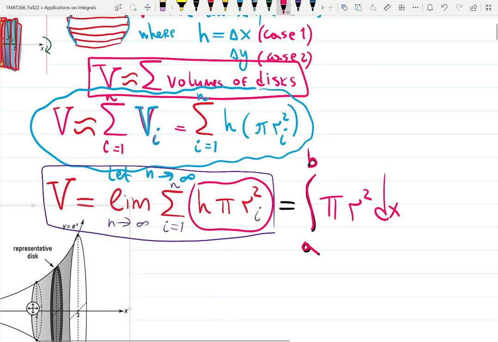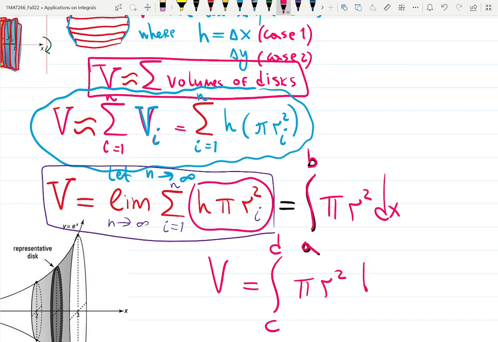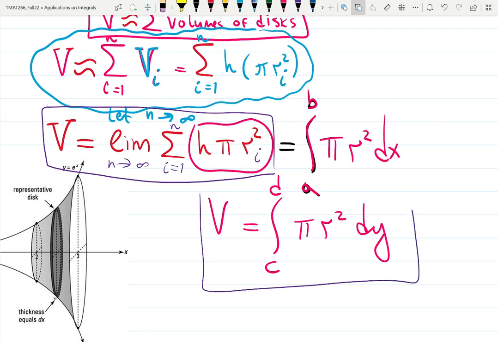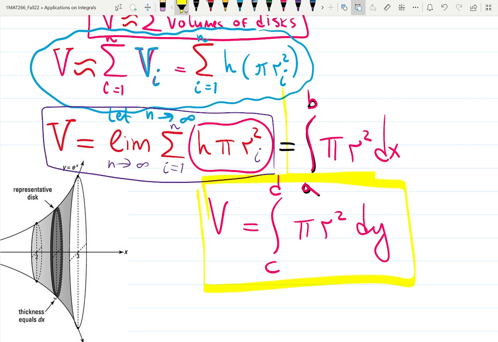And that is the formula we will need to remember. V equals the integral from a to b of pi r squared dx, or V equals the integral from c to d of pi r squared dy. Put those two in the boxes, in yellow boxes, and I will make a point right now about this. The difference is about case 1 versus case 2.